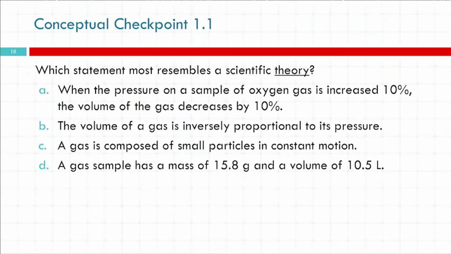All right, so conceptual checkpoint. Which of these statements most resembles a scientific theory? So which statement resembles a scientific theory? When pressure on a sample of oxygen gas is increased 10%, the volume decreases by 10%. The volume of a gas is inversely proportional to its pressure. A gas is composed of small particles in constant motion, or a gas sample has a mass of 15.8 grams and a volume of 10.5 liters.